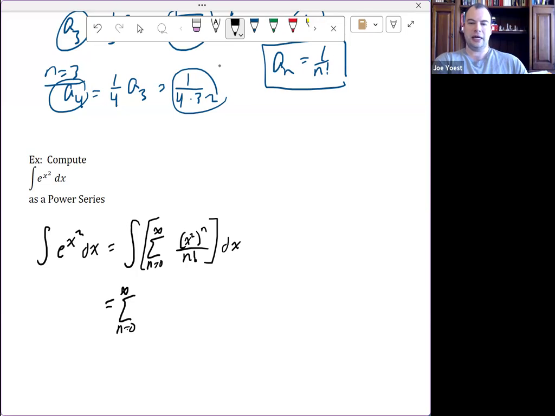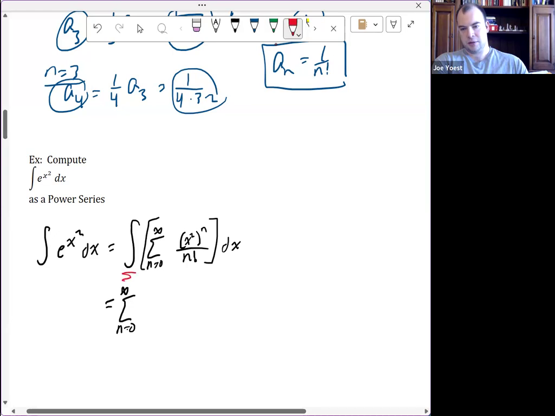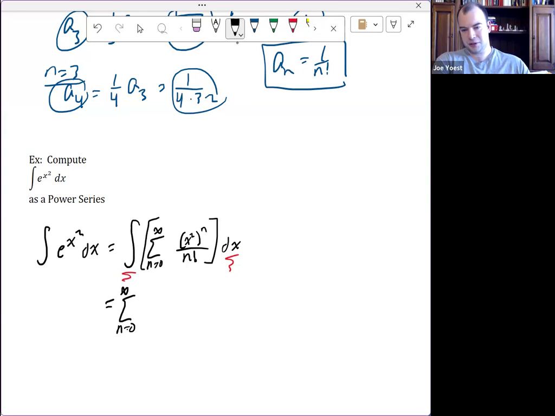Now the integral comes inside the sum. Remember, the integral's variable is x. So the integral doesn't care about the 1 over n factorial. That's just a constant as far as the integral is concerned. So that comes out. And then we're looking to integrate this thing up here, x to the 2n. Importantly, remember this is dx. So it's not dn, where this would be like integrating an exponential type function. This is dx, so we're integrating something like a power function.